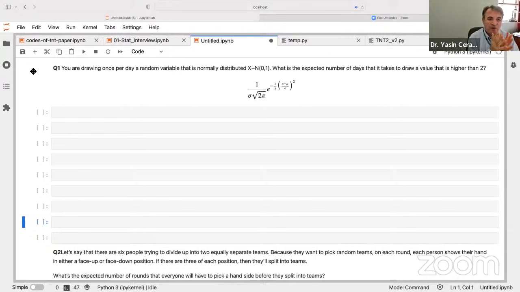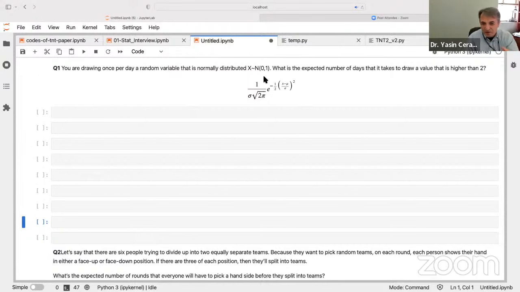So you're drawing once per day. This can be once per year, once per hour, depending on your time unit, a random variable. Okay, so you are drawing a random variable once per day. Again, it can be once per hour, once per minute, depending on your time unit. And that random variable is normally distributed. Say X is normally distributed with 0 mean and standard deviation 1.